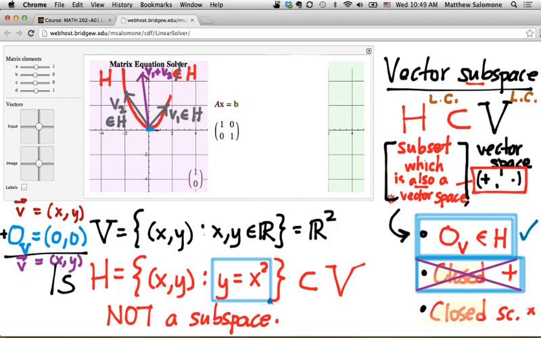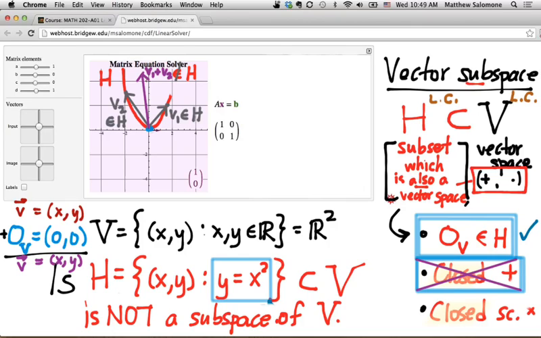And sort out the... So you say H is not a subspace? That's right. H is not a subspace of V. I should probably make that a complete sentence. H is not a subspace of the vector space V. There we go.